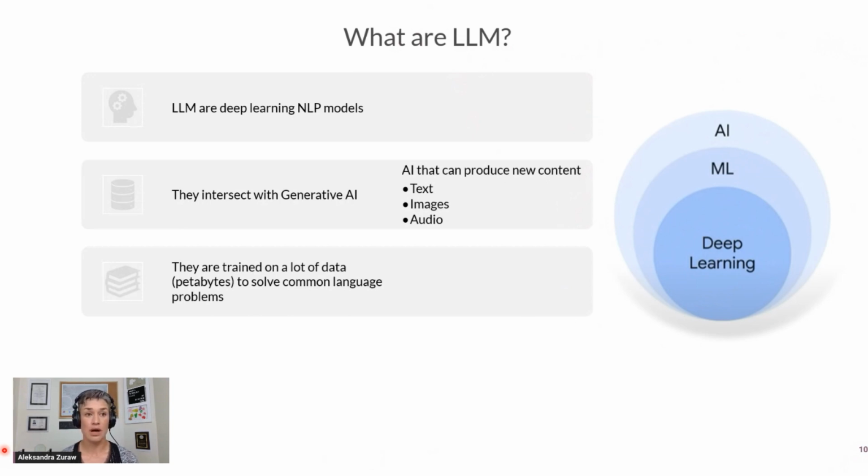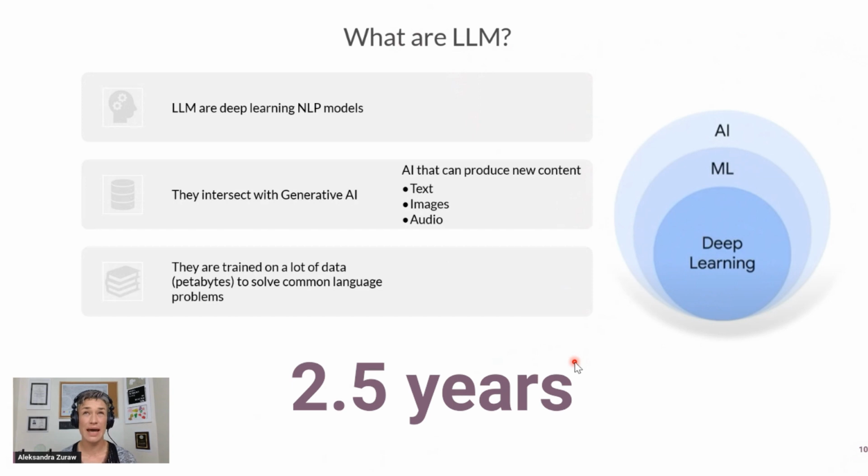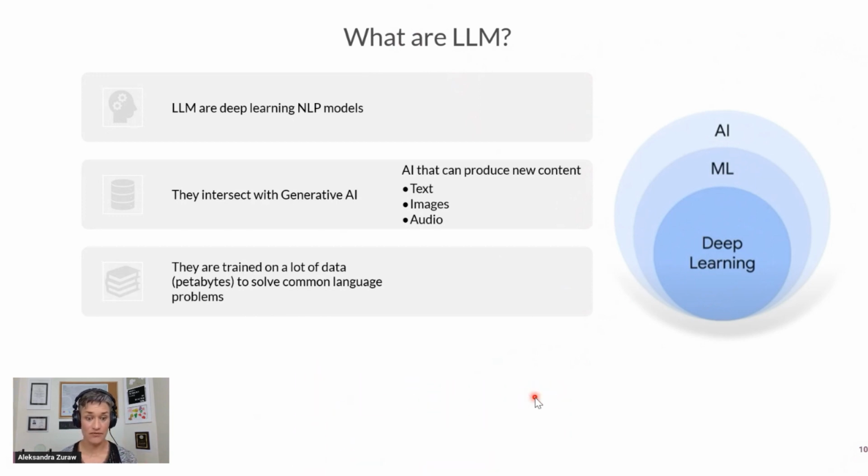And I had to look up petabytes again, because I know what a petabyte is, but I need a visualization. How big is it? So the amount of data would be like 2.5 years of nonstop streaming 4K movies. So not HD movies anymore, 4K movies. So they can be used for text classification, question answering, document summarization, and text generation.